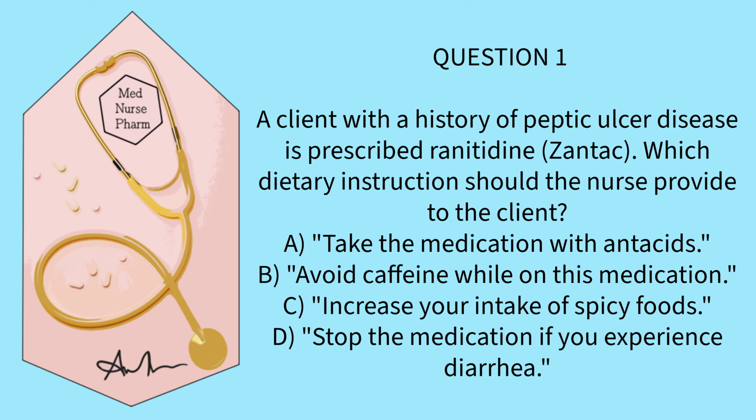Question 1. A client with a history of peptic ulcer disease is prescribed ranitidine. Which dietary instruction should a nurse provide to the client? Take the medication with antacids, avoid caffeine while on this medication, increase your intake of spicy foods, stop the medication if you experience diarrhea. Pause the video and select your answer.